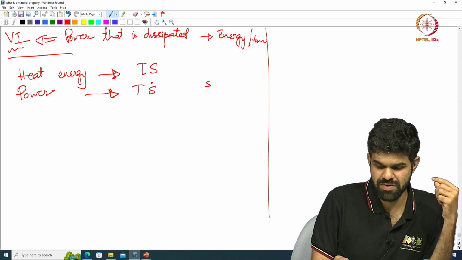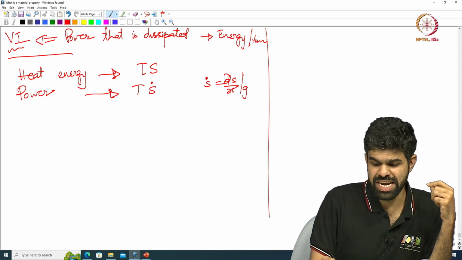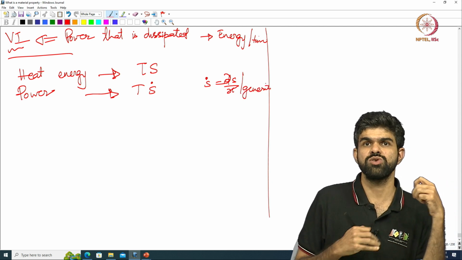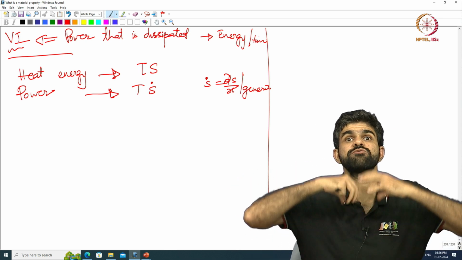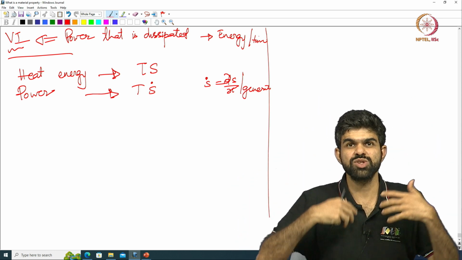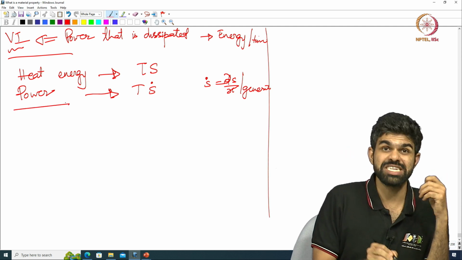So, Ṡ, where Ṡ is ∂S/∂t, which is the generation of entropy, not just some exchange of entropy between one part of the system and another part of the system, but I have to generate entropy. So, in the entire universe, that is what the power dissipation means.